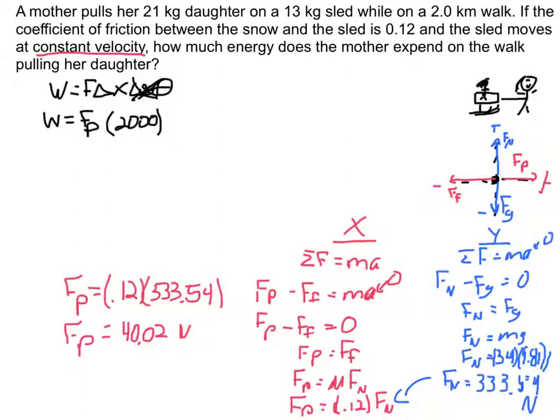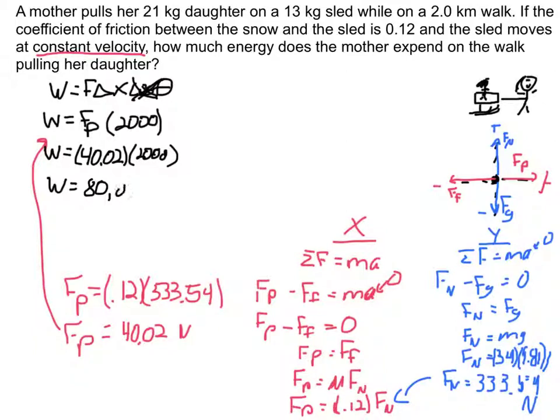All right, so now that can be substituted up here, right? So, 40.02 times 2,000 ends up giving me 80,000 joules of work. 80,000 joules and 2 sig figs, so I need a bar over that 0 there.